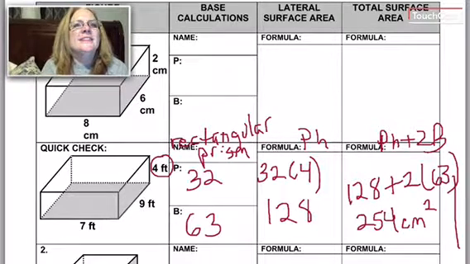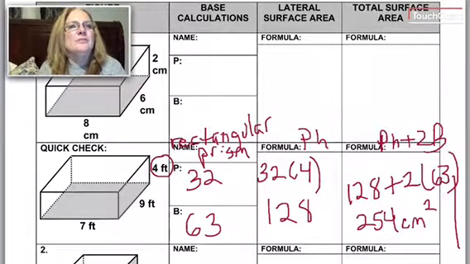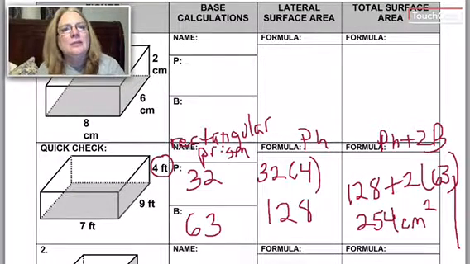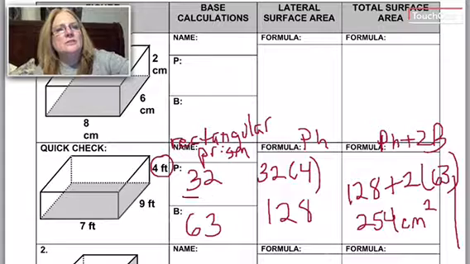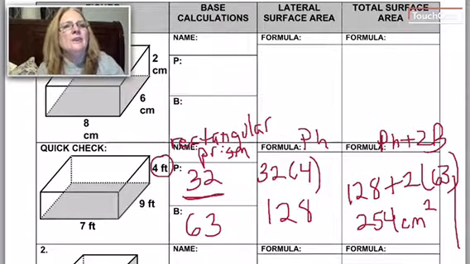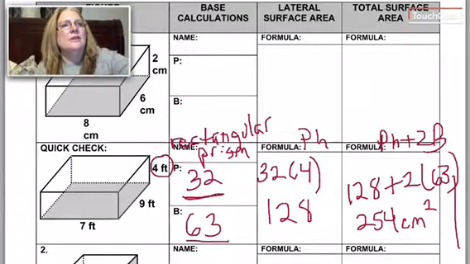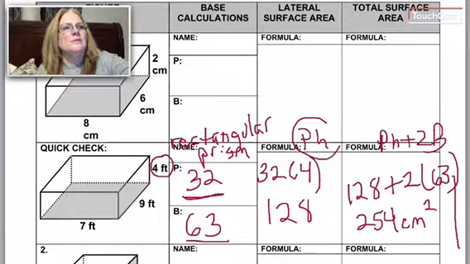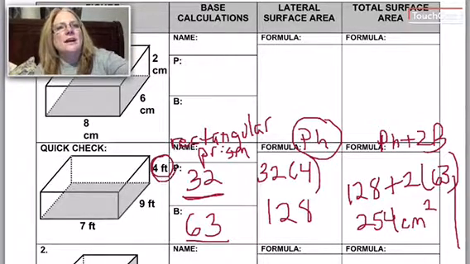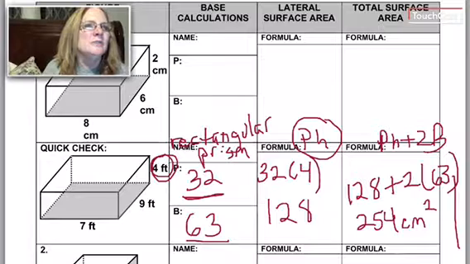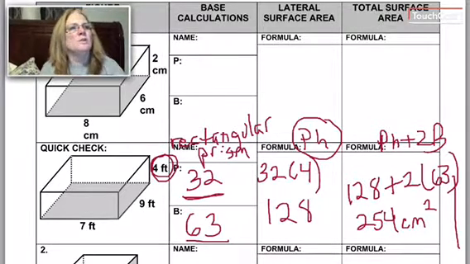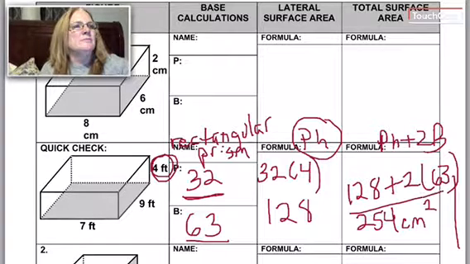Okay, now you should name these. I failed to on the first one, but this is a rectangular prism because the base is a rectangle, and the perimeter of the base is 32, and then the area of the base is 63. So our formula, perimeter times height, 4 is the height, so it is 32 times 4, or 128, and then the total surface area is 128 plus 2 times the area of the base, and the answer is 254 centimeters squared.